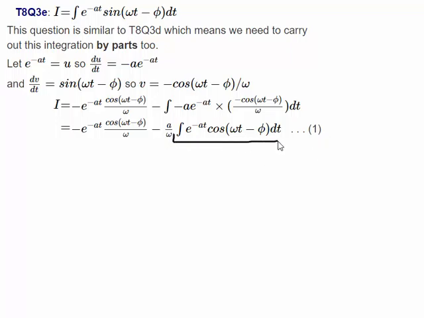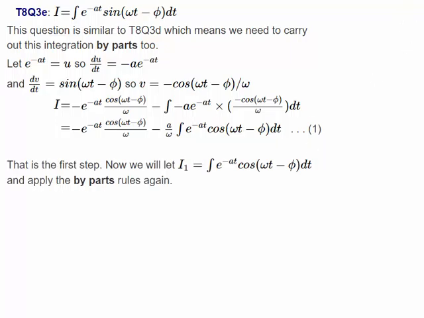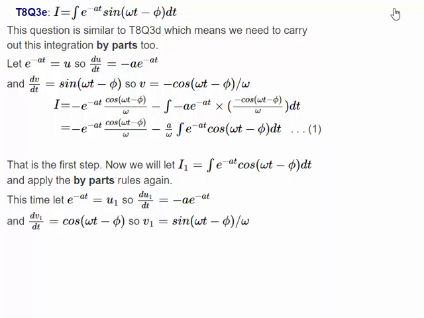Then this section we're going to call I1. So let I1 equal that, and so u1 is going to equal e to the minus at, so du1 dt is equal to minus a e to the minus at, and dv1 dt is going to equal cos omega t minus phi, so that means v equals sine omega t minus phi over omega. Let's differentiate sine omega t minus phi over omega. We're going to get cos omega t minus phi times omega, which will cancel with that omega, so that's correct, so we can continue.